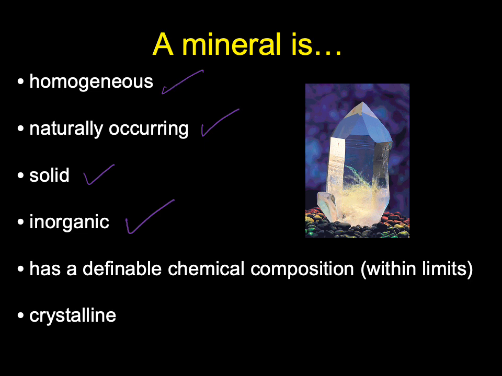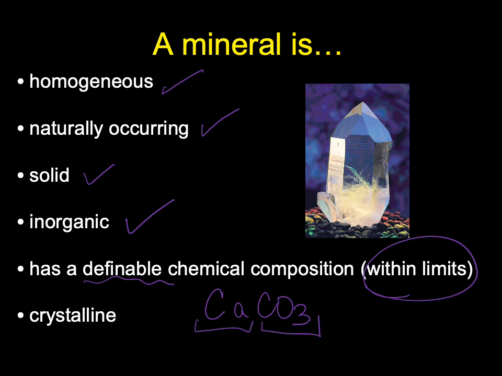A mineral also has to have a definable chemical composition, and I've written over here, within limits. What I mean by having a definable chemical composition is that we can write that a mineral has certain elemental constituents. So for example, this is the mineral calcite. This is calcium and carbonate. Now, what I mean by within limits is that some minerals can substitute, and you can have calcium or magnesium. Oops, carbonate. I don't know why I wrote that. There we go.